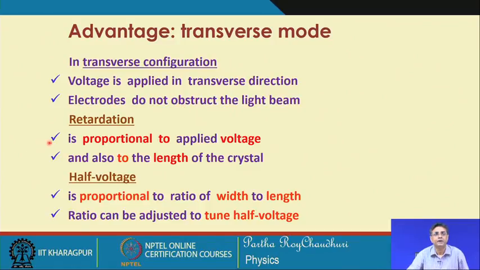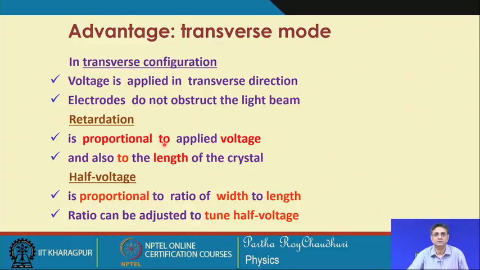And then the retardation in this case is proportional to the applied voltage and also to the length of the crystal. This we have seen in our repeated discussions on several occasions: when you operate in the transverse mode, the phase delay is proportional to the applied voltage as well as the length of the crystal.